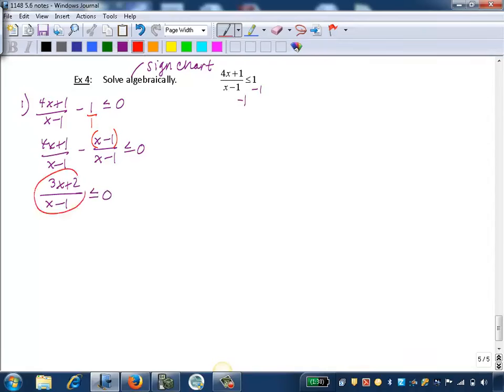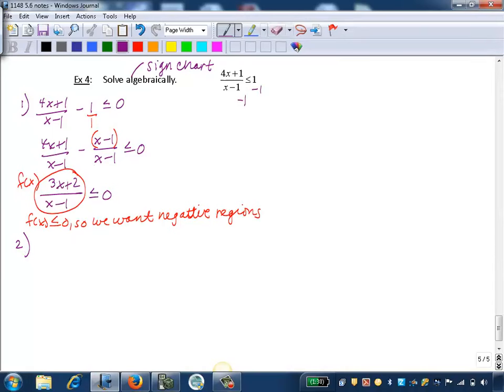Now that the 0 is on the right, and we've expressed it as a single quotient, this is our function f(x). So we're looking for where f(x) is less than or equal to 0. So that means we want the negative regions. So when we make our sign chart, the solution will be the regions that contain the negative values.